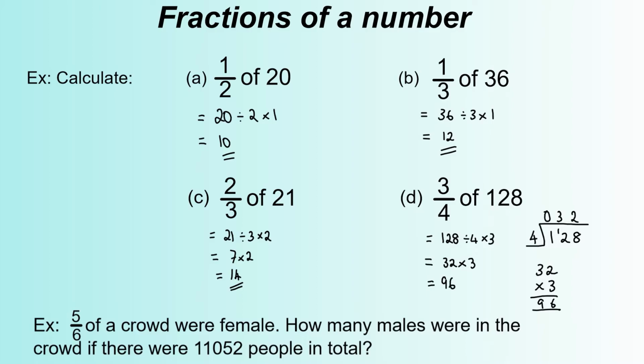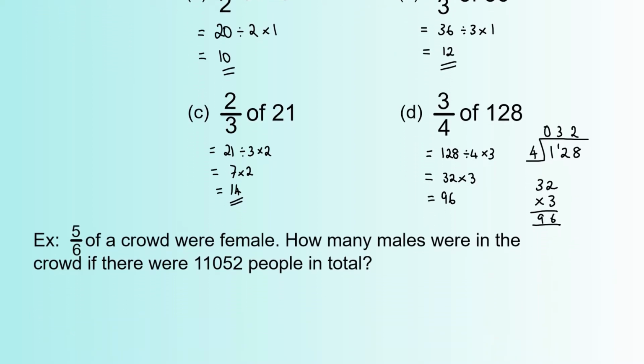Okay, so let's have a look at the question that's in a little context here. We get 5/6 of a crowd were female. How many males were in the crowd if there were 11,052 people in total? A really big number here, so we're definitely going to have to use some kind of calculation in this. But the key thing we're looking for is how many males were in the crowd.